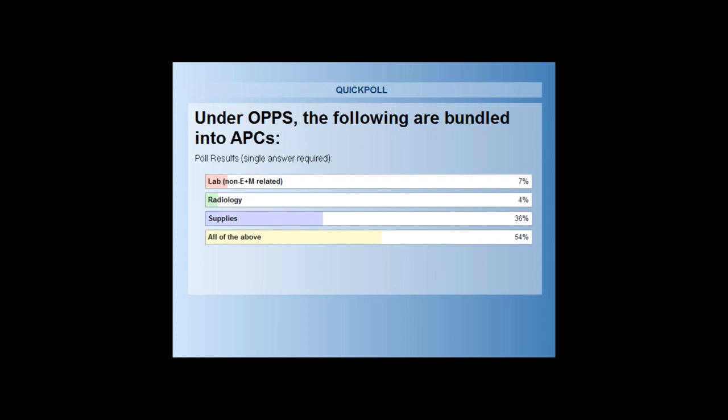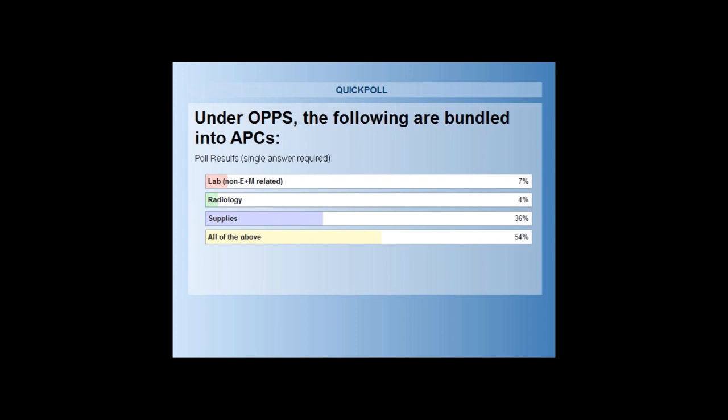No, that is not the right answer. Lab usually is not bundled, but it, like I a moment ago said, for starting this year for visit codes only, lab is bundled. I didn't say that it's for visit codes. So note A, that was a relatively small number. Supplies is the right answer. Radiology is not bundled. Radiology has its own APCs.